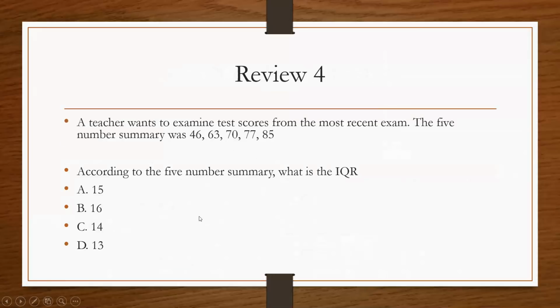So going to that, we already have our next review. A teacher wants to examine test scores from the most recent exam. The 5-number summary goes as such: 46, 63, 70, 77, 85. According to the 5-number summary, what is the IQR? I'll give you guys a little bit of time to figure this one out.